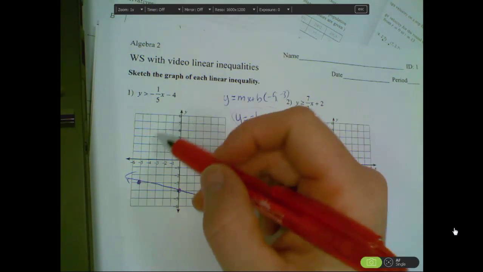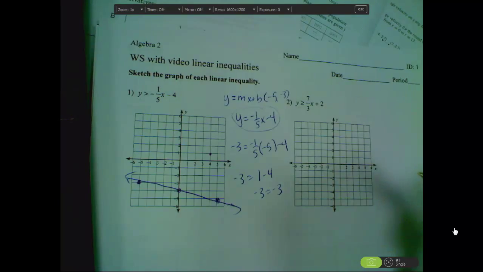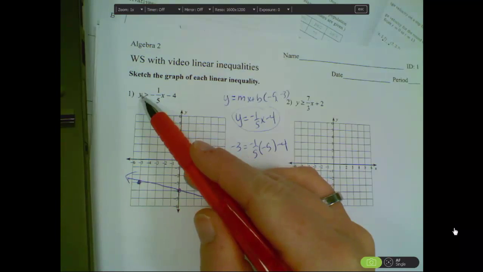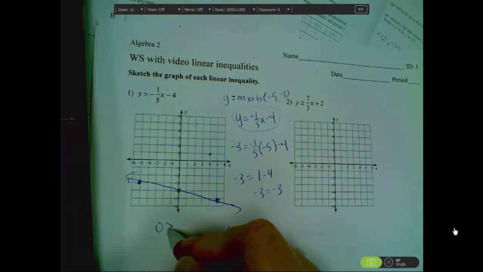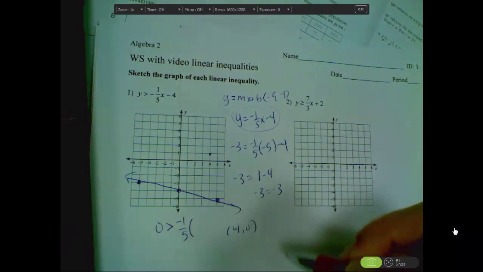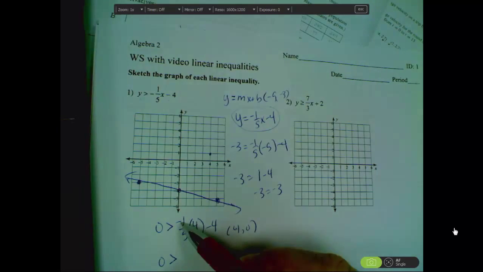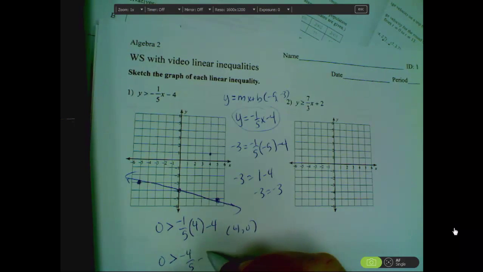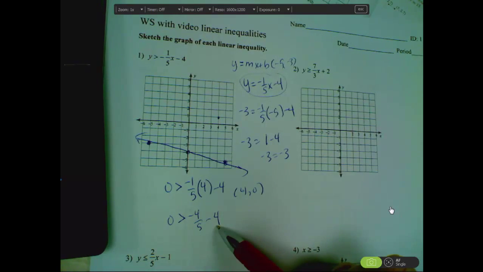I'd like you to pick a point somewhere up here, any point at all. Let's say 4, 0. Plug in 0 for y and 4 for x here. And what you would get is 0 is greater than negative 1/5 times 4 minus 4. Well, this is negative 4/5 minus 4. I don't even care what that is. I know it's negative, right? Negative 4/5 minus 4 is negative. 0 is greater than a negative number.